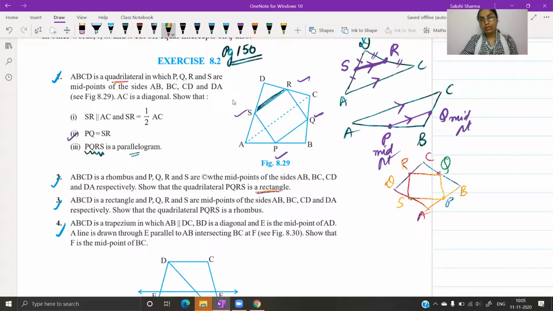For proving any quadrilateral to be a rectangle, there are a few ways to do this, but I'm going with the one which is its definition. We have to prove that the quadrilateral formed inside is a parallelogram, and then we can prove that any one of its angle is 90 degrees. That will help us say that the quadrilateral PQRS is a rectangle.